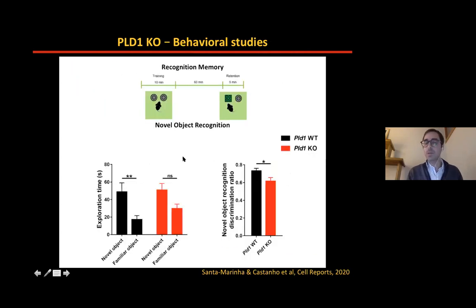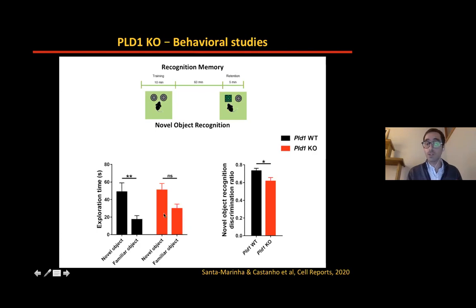So the first test where we saw differences was this test called novel object recognition. Basically, what we do here is place a mouse in this box, and the mouse has time to interact with two objects that are very much similar. Then the mouse gets out of the box, and after 1 hour, it's placed again. But now there is a new object in the box. Mice are generally very curious, so they have the tendency and the interest to interact more with a novel object. And this is what we see here in the wild-type animals, where wild-type animals interact more with a novel object.